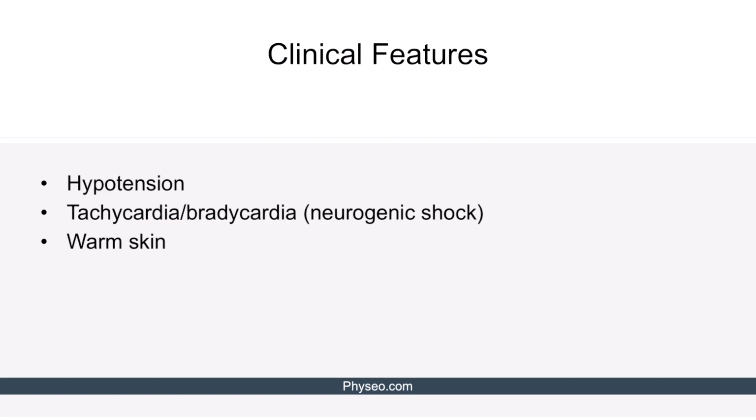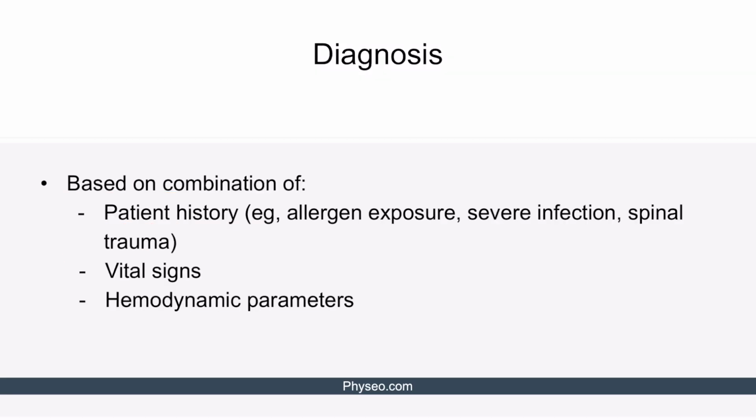Now, how does this present? Well, distributive shock, just like any other type of shock, is characterized by hypotension, and patients usually experience tachycardia, although neurogenic shock can be accompanied by bradycardia, and that again is due to the interrupted sympathetic innervation of the heart. And because of all that vasodilation, the skin is usually warm. Diagnosis of distributive shock is based on the combination of the patient's history, that is the cause of generalized vasodilation, and the measurement of vital signs and hemodynamic parameters.